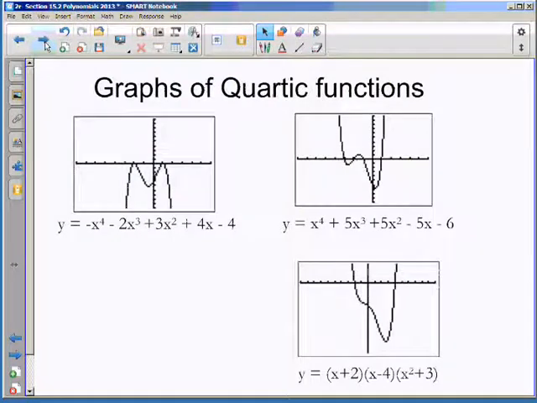Okay, graphs of quartic, these are degree 4, and you can start to see some patterns here. Notice the number of zeros. You're going to have 4. You're going to have 2 real zeros, and each of them are double zeros. Also notice that the leading coefficient is negative, and this opens down, much like a parabola would if it had a negative in front of the x squared term.